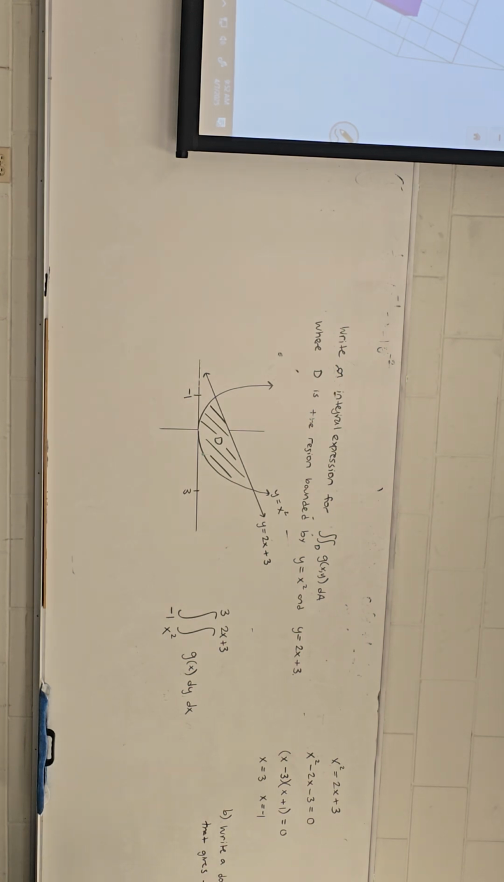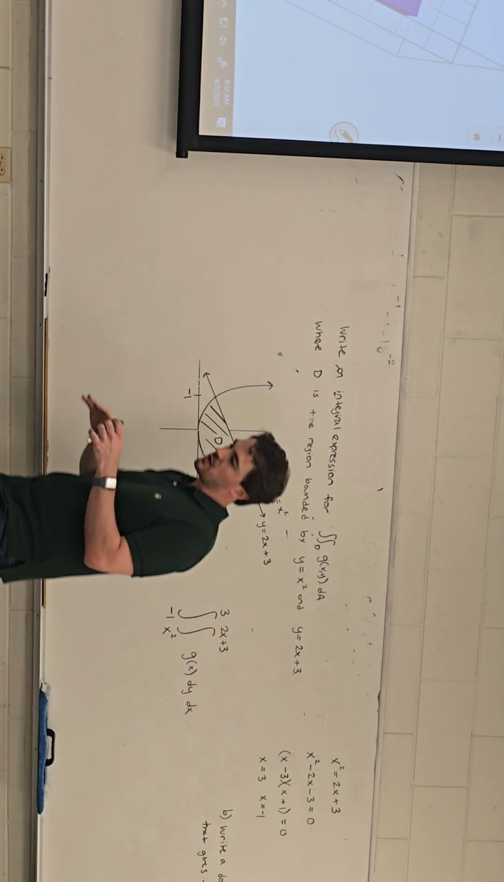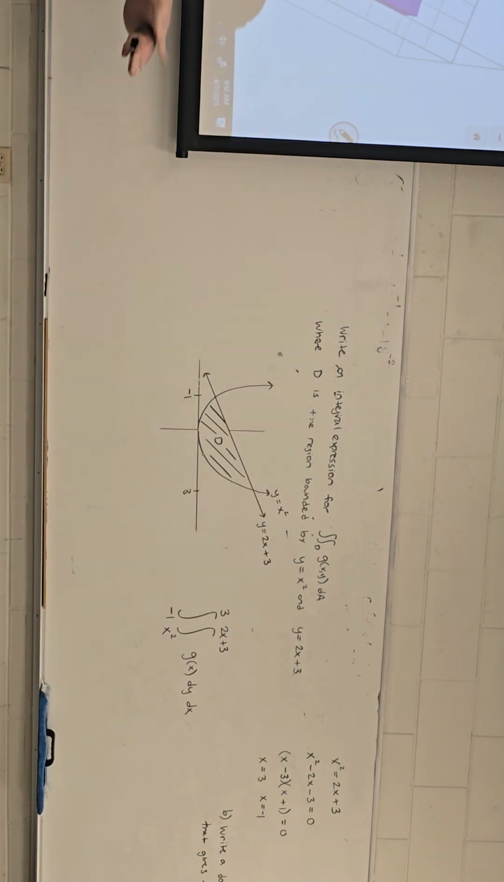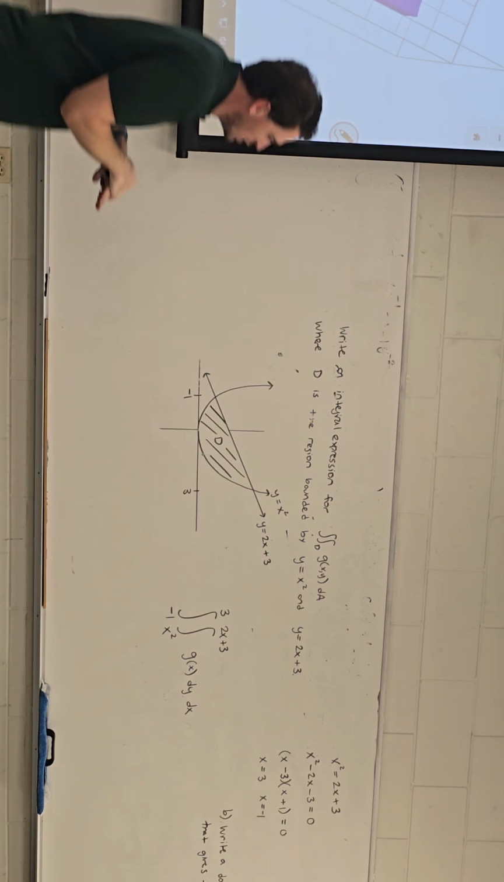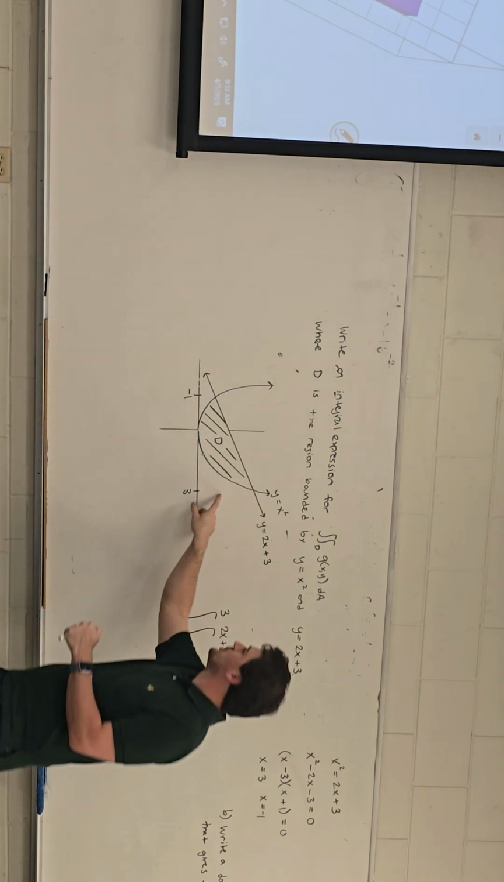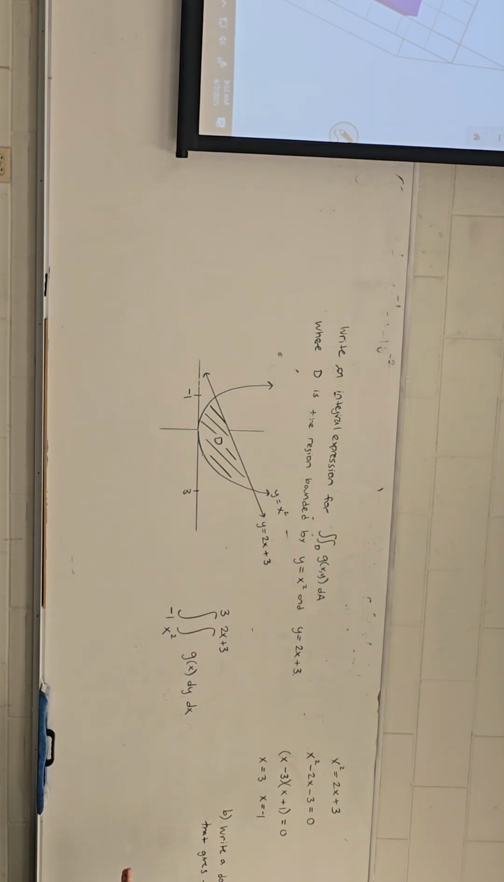So part B is write a double integral expression that gives the area of D. So I'm thinking, okay, to find volumes of things, it's always going to be the area of the base times the height. Well, if I want just the area of D, then you can kind of treat it like a volume, but just make the height 1. So it's going to be area of the base times 1, which just gives you the area of the base.